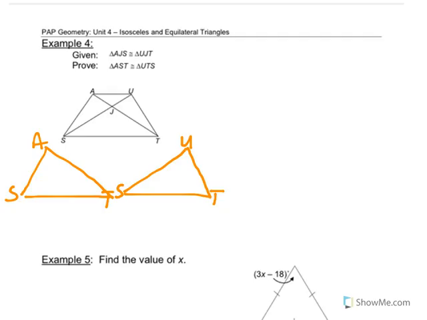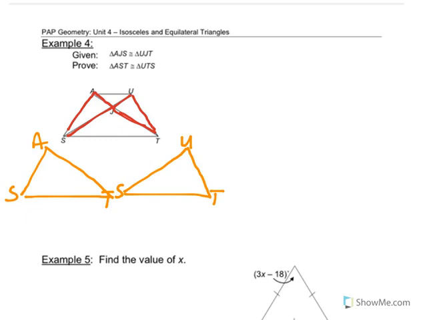Let's see here. Okay, sorry, I got a little bit interrupted there. So let's see here. Let's start with the fact that we were given AJS is congruent with UJT. So that's this triangle and this one right here.